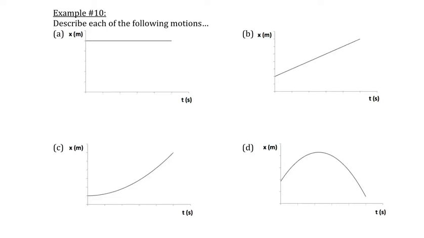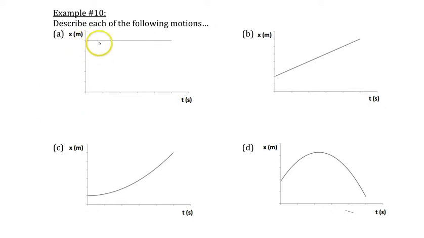In example 10, you're asked to interpret the given position time graphs and describe how an object would move to produce the given graph. So if you haven't already done so, you should write down in words right underneath each of the graphs, like here and here and here and so forth, what the object is doing to produce the given graph. Okay, assuming that you've already done that, let's take a look at 10a.